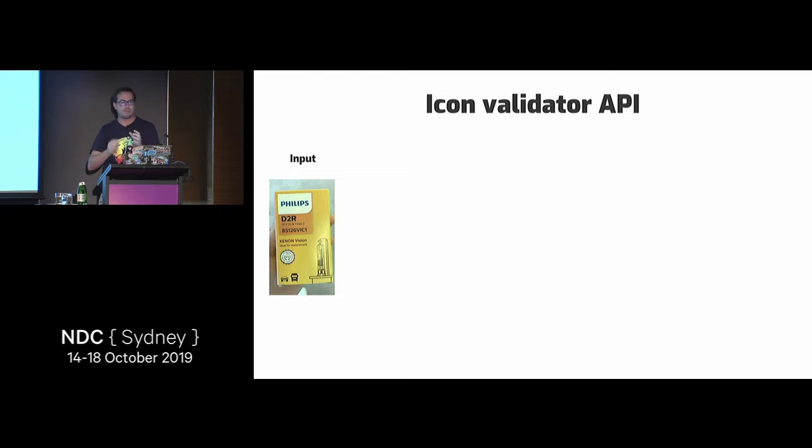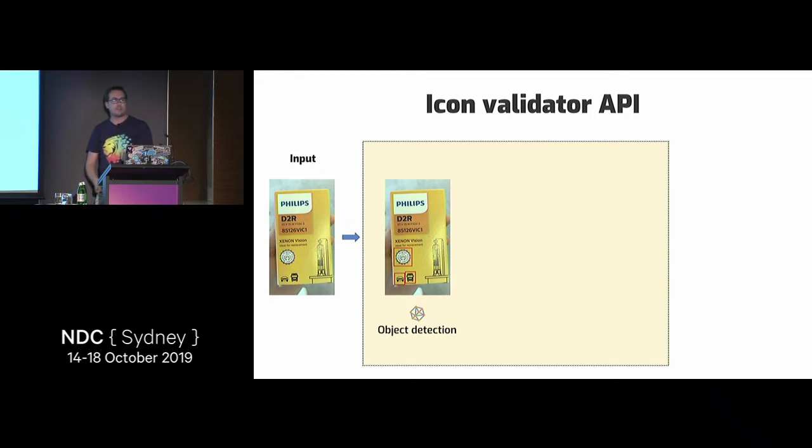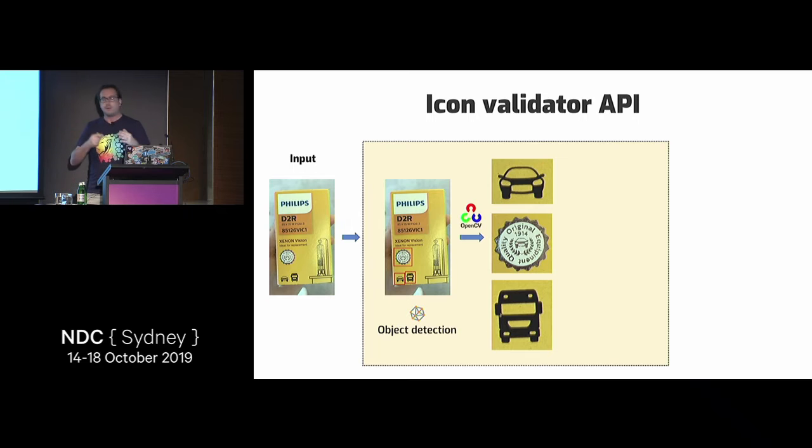It is all written in Python. This Docker container, the API running in the Docker container, gets this image as input. And it will run object detection on it. So it will detect where all the icons are. When it knows all the positions, it cuts those icons out. So we have all different images.